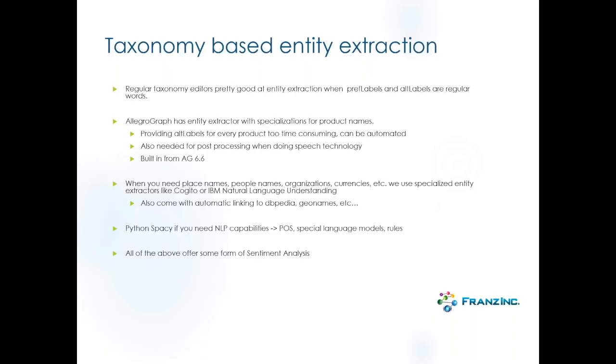What we find is that the commercial taxonomy editors are pretty good at entity extraction, especially when you spend a lot of time on pref labels and alt labels. However, if your company has really complicated product names or concepts that are not regular business terms, then we found that we had to write our own entity extractor that can deal with product names, because it's almost impossible for a human being to come up with all the ways that your agent, or especially your customer, mangles the name of complex concepts. And so we created an entity extractor for that.